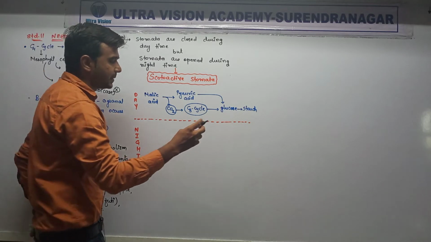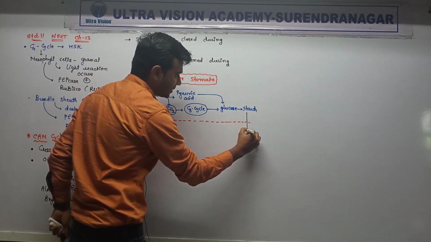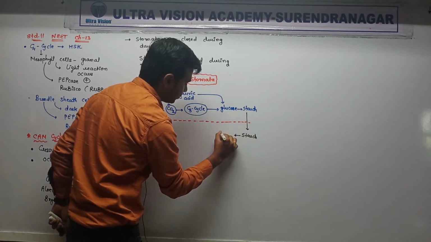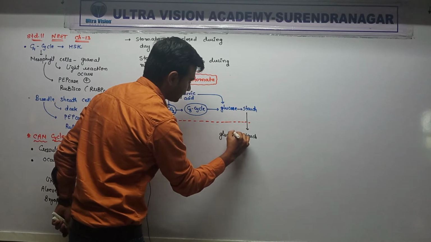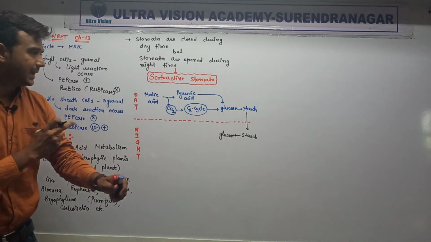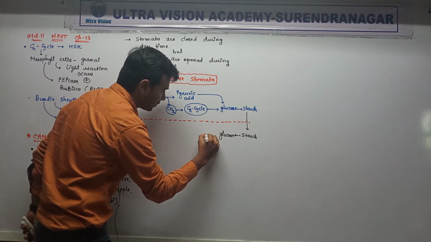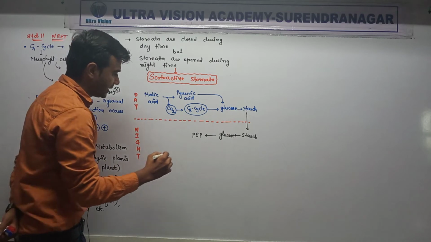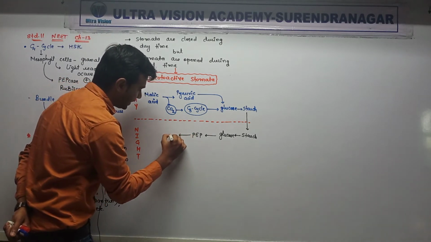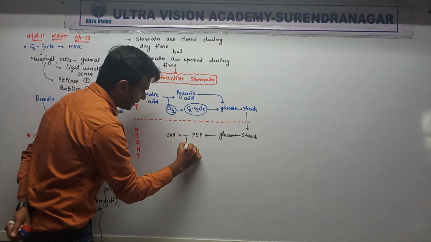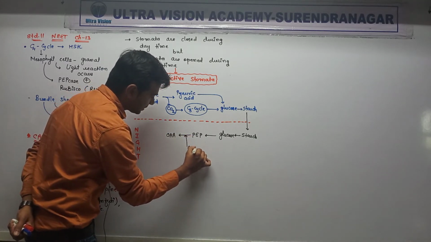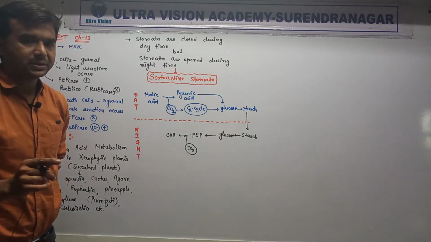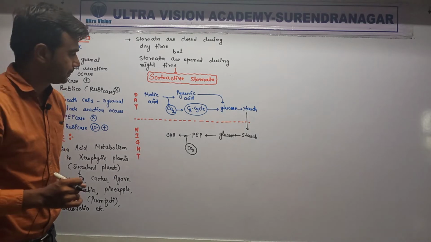So during night time what happens? Exactly the reverse procedure. The starch is converted into glucose, and glucose is converted into phosphoenol pyruvic acid. As you know, PEP is converted into oxaloacetic acid by addition of carbon dioxide from the atmosphere. Yes, the C4 cycle is copied here.